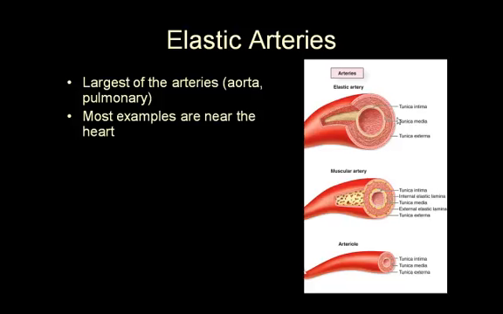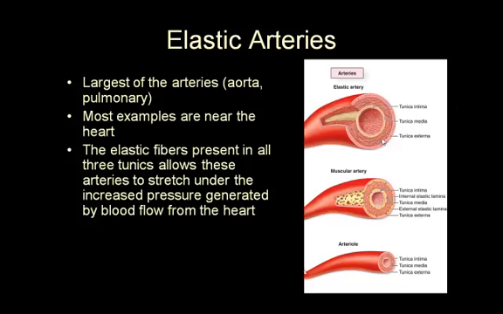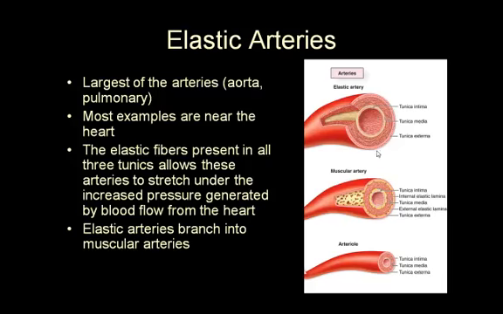As you can imagine, the name elastic tells you that these are a bit more stretchy than the other two types. Most of the elastic arteries are those that are near the heart. As you can imagine, this is to deal with the higher blood pressure coming off the heart. The elastic fibers are present in all three tunics, and this allows these arteries to stretch under the high pressure generated by blood flow from the heart. And so you see elastic fibers in the tunica intima as well as in the tunica media and the tunica externa. Ultimately, elastic arteries then branch into the second type we'll talk about, and those are the muscular arteries.